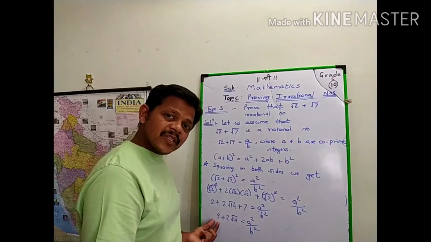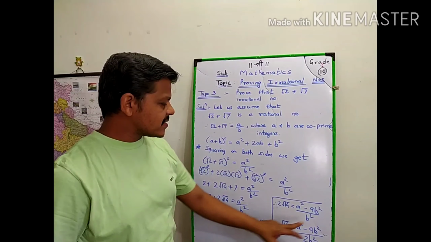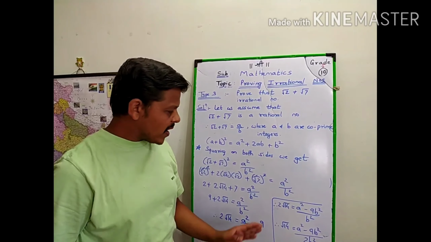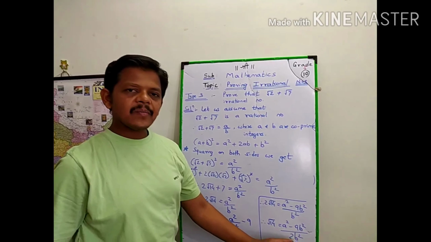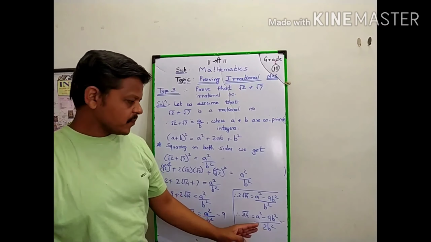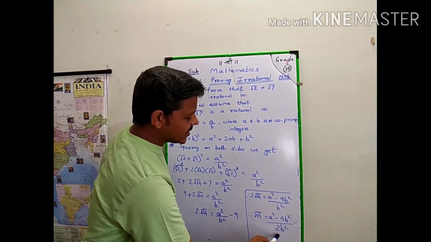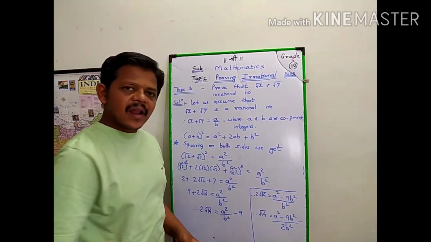After that I need to transpose 2. So when we transpose 9, it goes there and becomes minus 9. Making the common denominator, a square minus 9b square upon b square. 2 is multiplied, goes and becomes divide. So root 14 has become a square minus 9b square upon 2b square. And again all this is rational. So root 14 becomes rational.